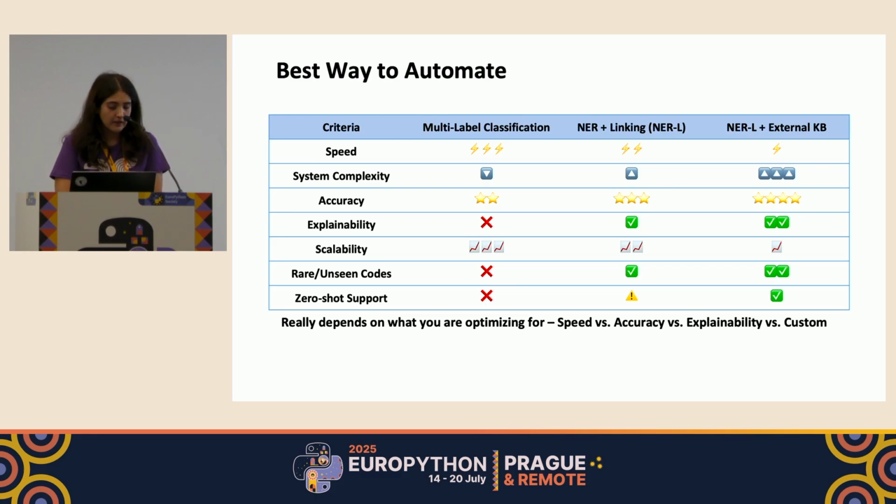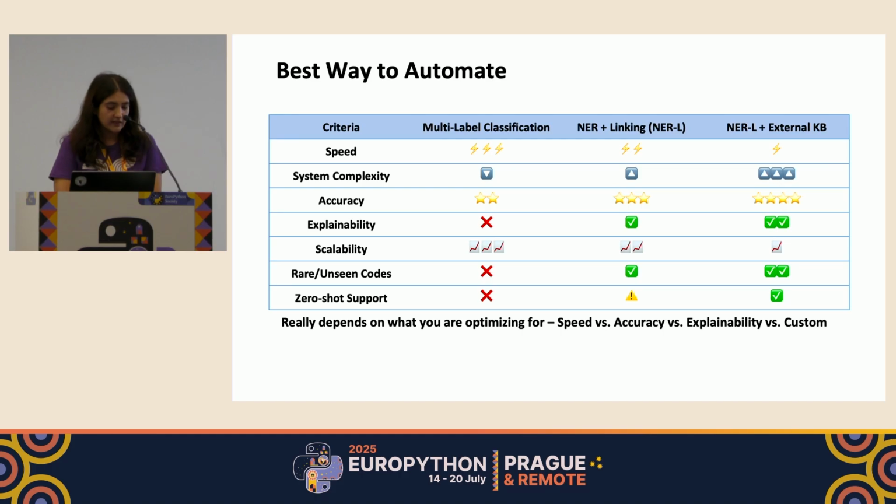efficient one. Now coming to explainability, again, since NERL uses an external KB, which is an ontology having relationships and hierarchies, it's often easy to explain why a system predicted a certain code. It's really tough to do that with a black box approach like multi-level classification.